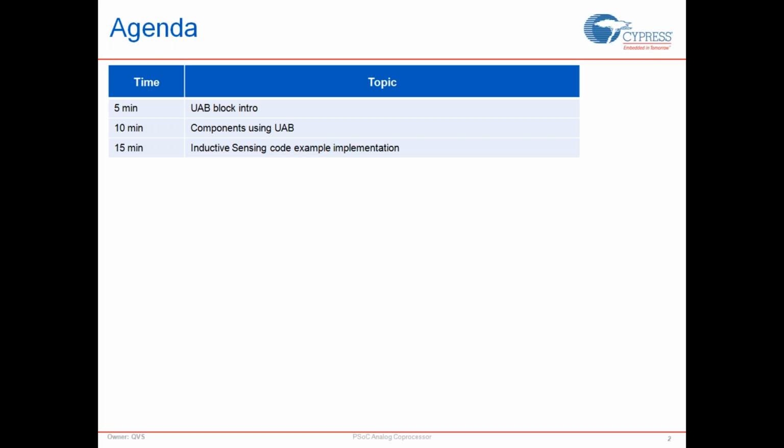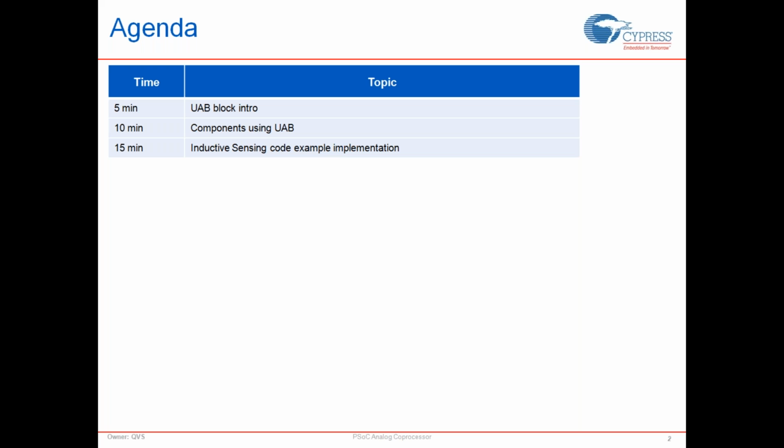After that, I'll go into detail on two components that are built using the UAB. Components are use cases of how you could use the UAB, and we have created software wrappers that would let you use them as a VDAC or a filter. After that I'm going to go into a detailed discussion on an inductive sensing code example. This is a code example that is a part of the Analog Coprocessor kit. You can also download this from the Cypress website.